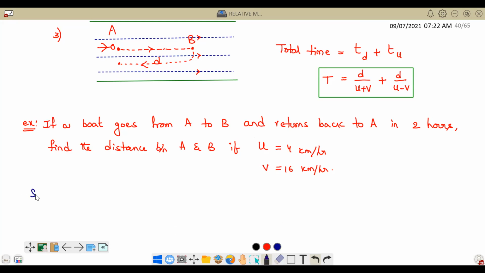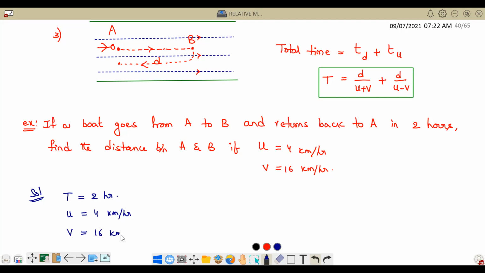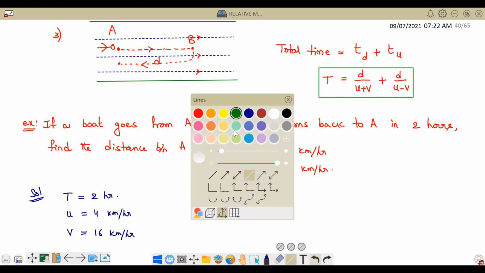See here, very simple problem. So now the total time is given as 2 hours. And the velocity of the river is given as 4 kilometers per hour. Since the total time is in hours, you can keep it in kilometers per hour also. And the velocity of the man is given as 16 kilometers per hour. Now they're asking us to find out the distance. Correct? What is the distance?